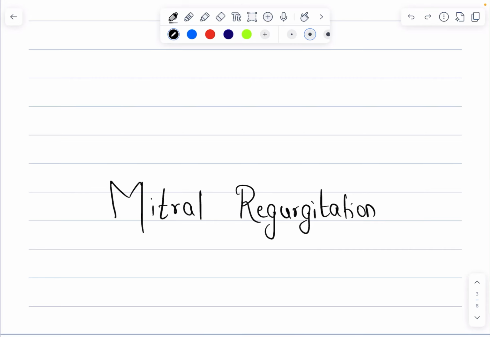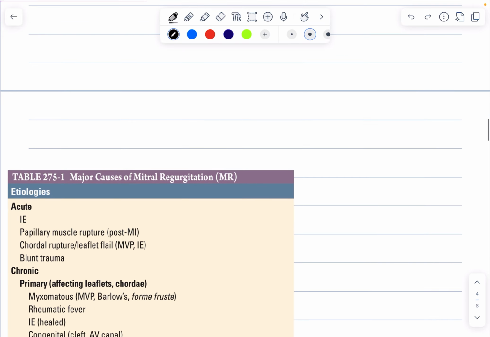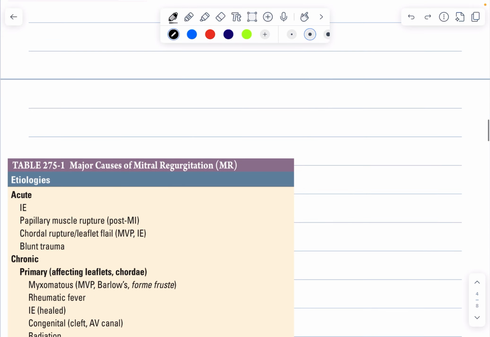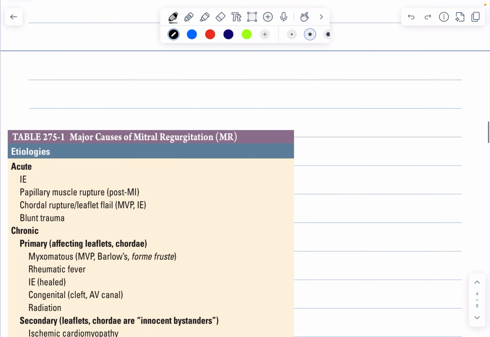In this video, we are going to cover flowcharts and tables from the topic of mitral regurgitation. So starting with table 1, major causes of mitral regurgitation. It is further divided into acute MR and chronic MR.